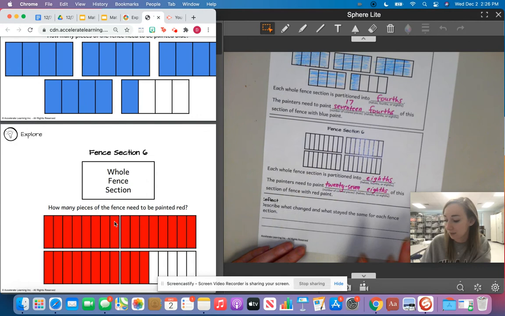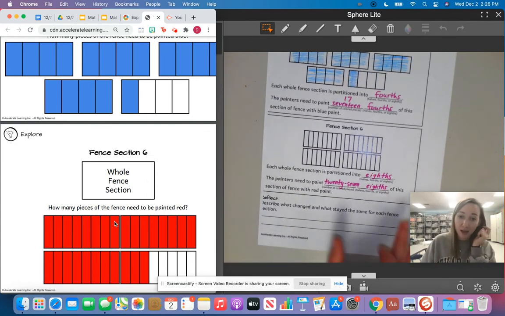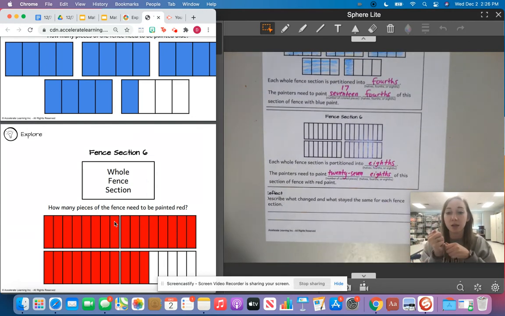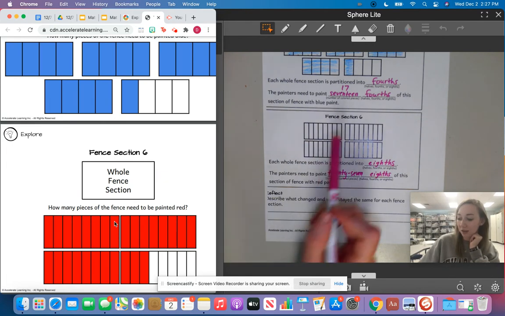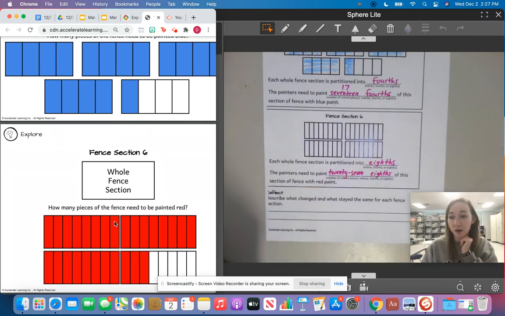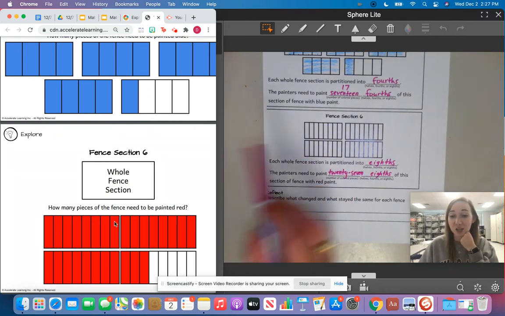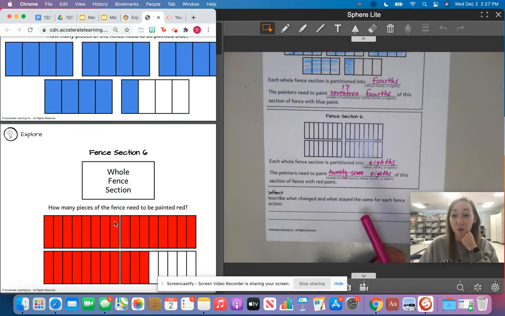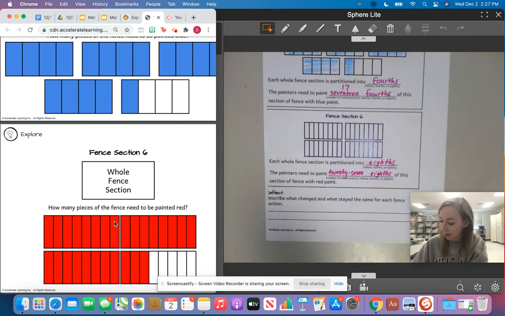27 eighths. So the last question I have for you guys is we're going to describe what changed and what stayed the same for each fence section. When we looked at each section, it is partitioned into the same number of equal parts, right? So I'm going to write that down.